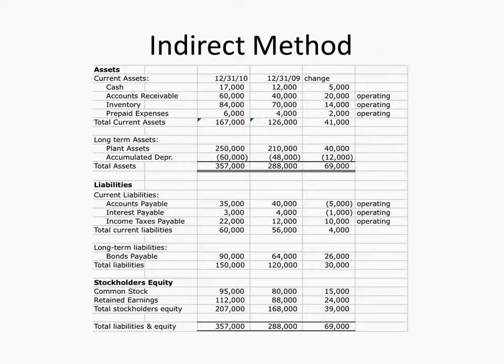What else are we concerned with when we're looking at the operating section of a statement of cash flows? Current liabilities. Good. So accounts payable went down by 5,000. We have to account for that. Interest payable went down by 1,000. Income taxes payable went up by 10,000. We have to consider all of these items when we're putting together our indirect method statement of cash flows. Now the question is, what do we do with those numbers?